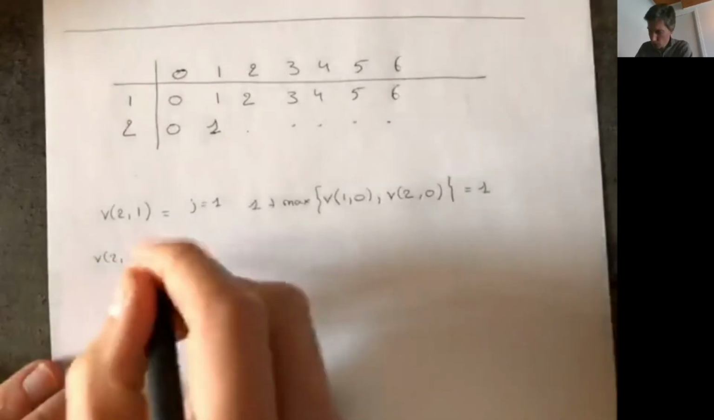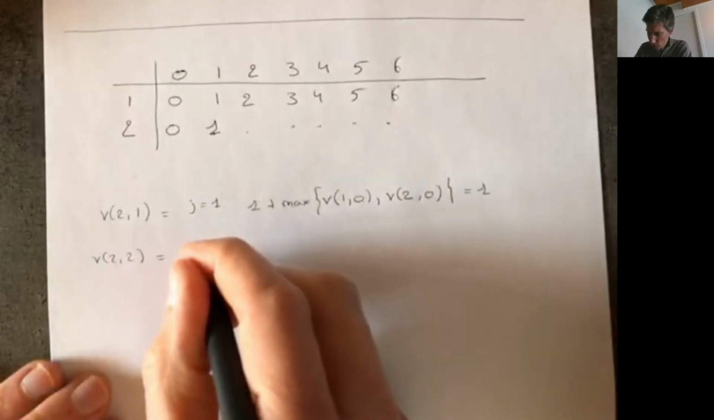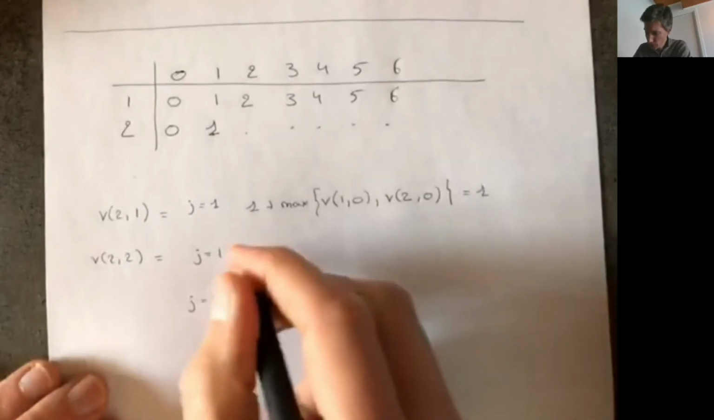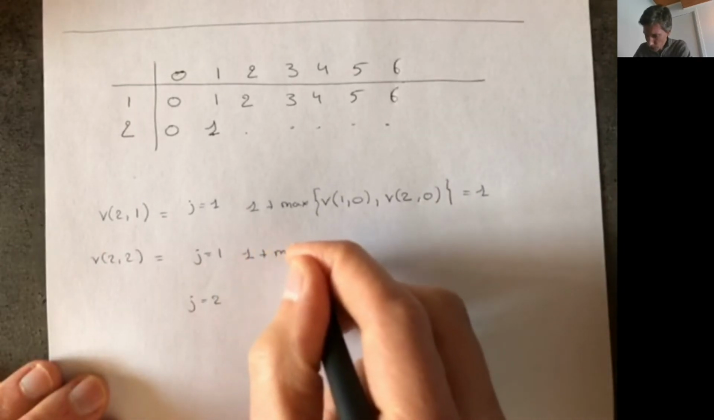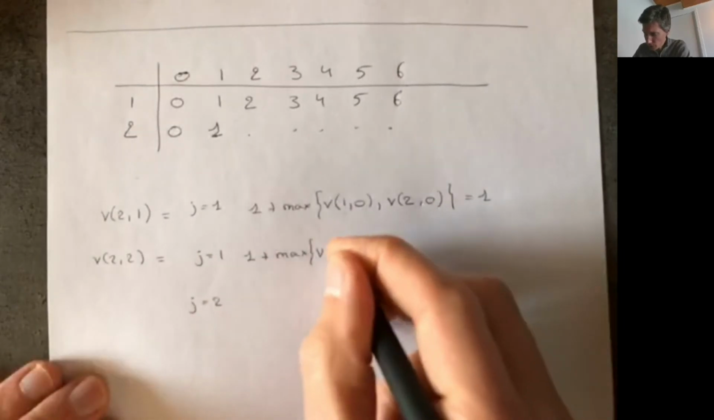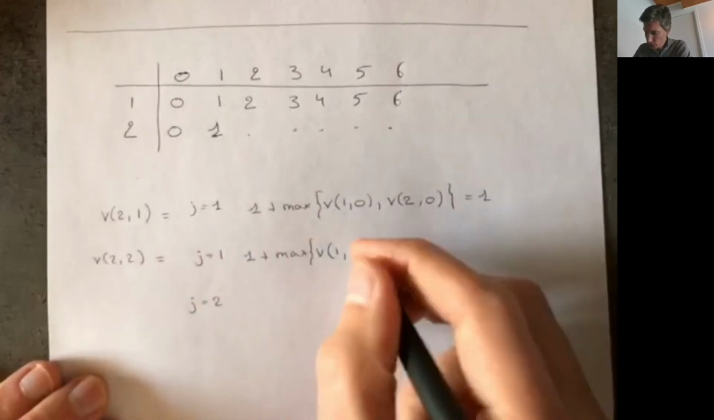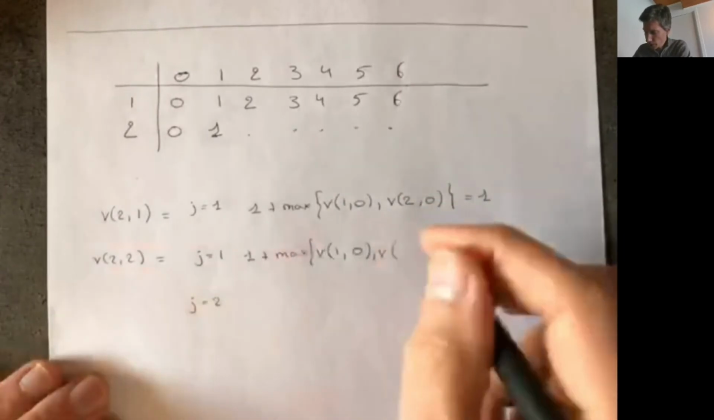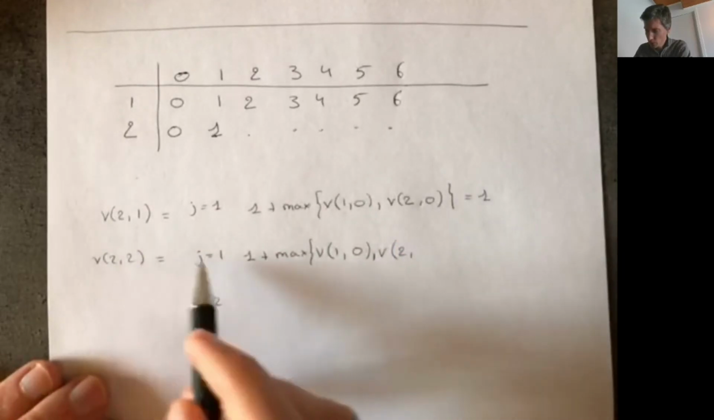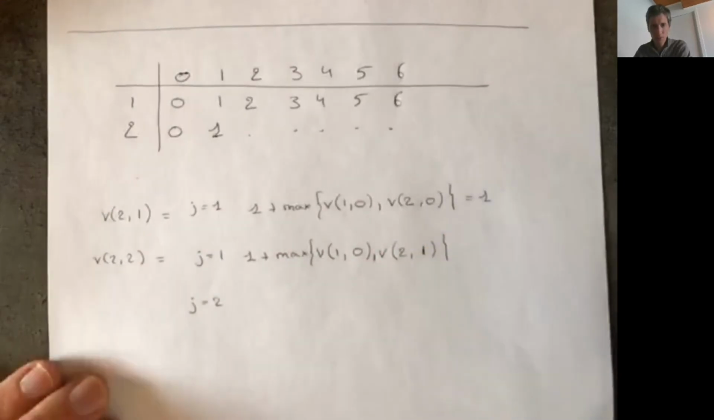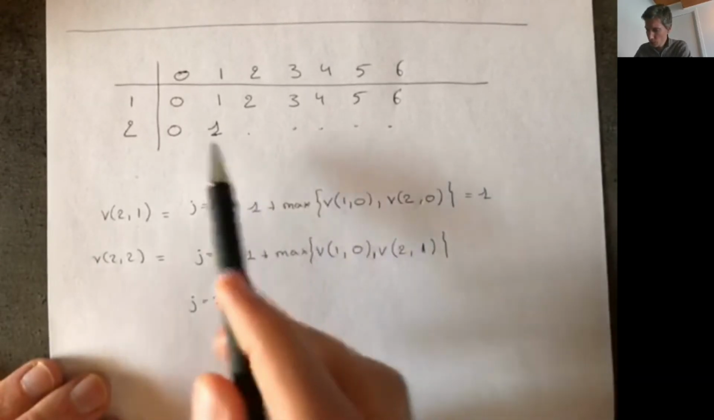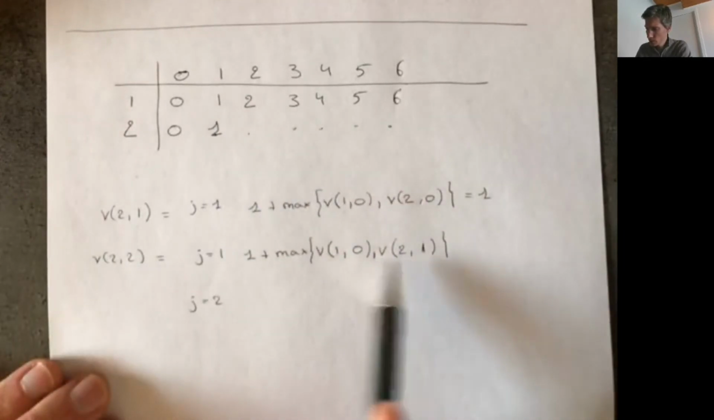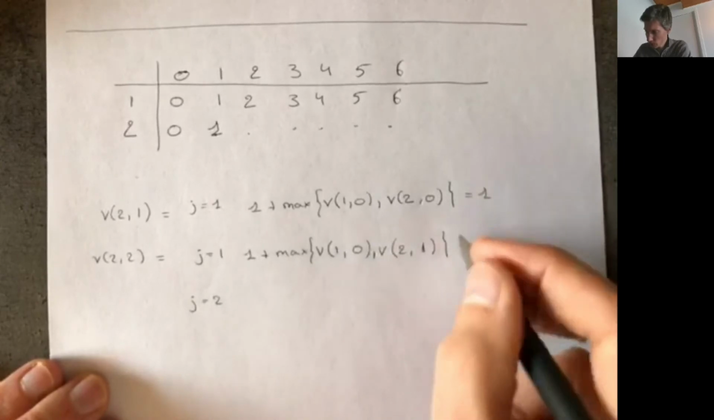v2 of 2, 2 floors. Well, I can drop my egg from floor number 1, or I can drop it from floor number 2. Okay, so let's see what's happened here. Here I have 1 plus the maximum of v. If it breaks, I have 1 egg left, and drop it from floor number 1, so 0 floors left. If it doesn't break, I have 2 eggs left, and 2 minus 1, this is 1 floors left. Okay, v1 of 0 is 0, v2 of 1 is 1, maximum of 0 and 1 is 1, 1 plus 1 is 2.